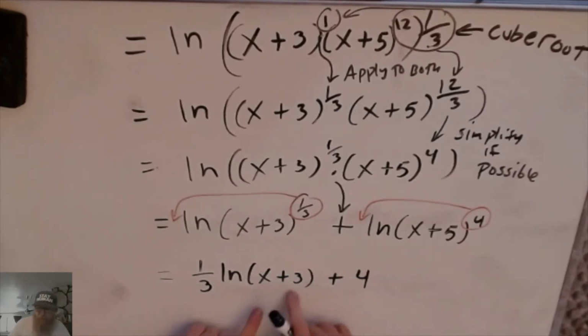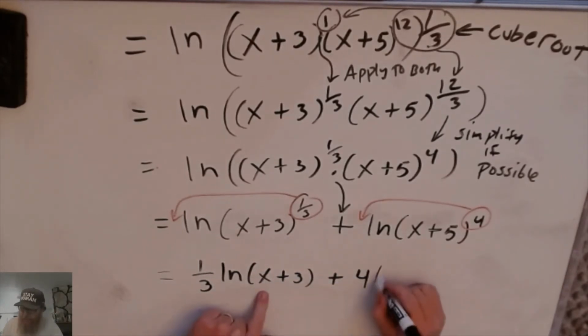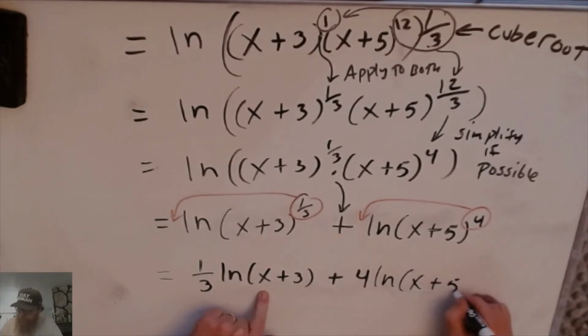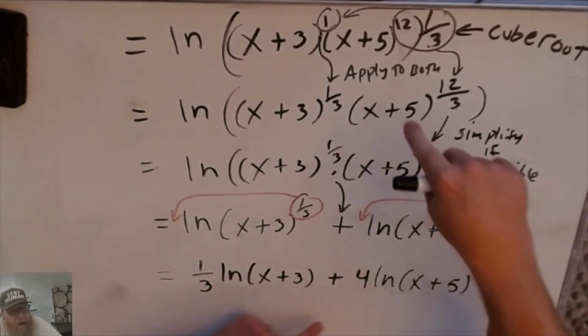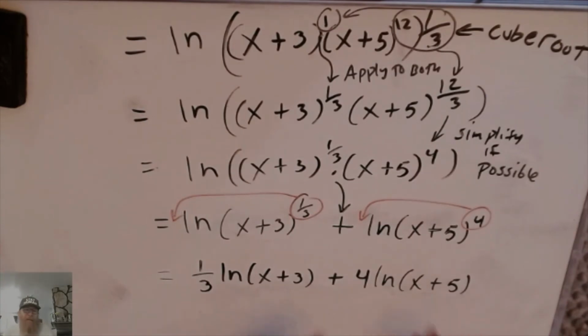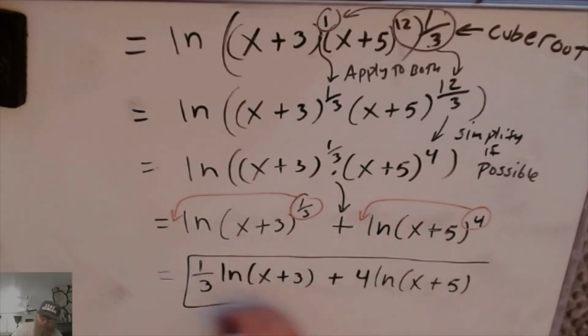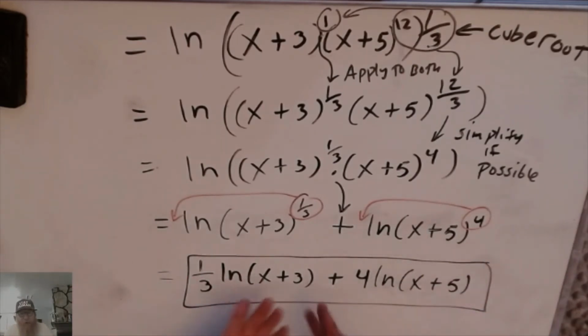It's very important that you keep the parentheses around the argument. If you don't type the parentheses around the argument, the computer will think that you mean ln of x plus 5. That's what it'll think. But you want it to be ln of x plus 5, all bundled together. So there's your answer. There's your result. It's been expanded. There are no more exponents, and it's completely simplified.